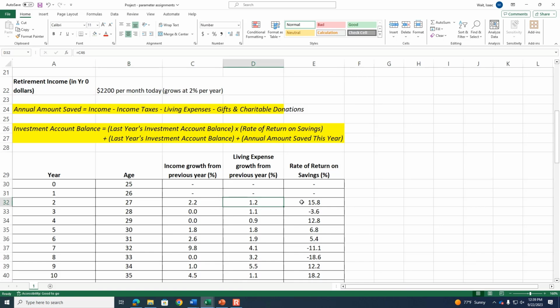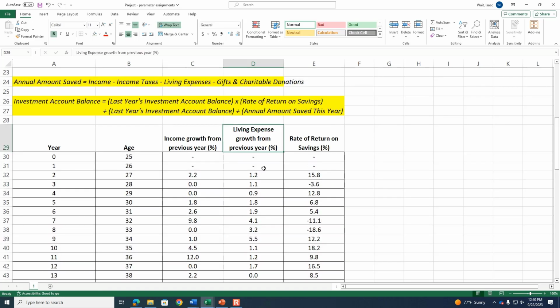In the second year, the expenses are going to be 1.2% higher than the year before that. And then in the third year, it's 1.1% higher than the previous year. Not higher than the base year, but the living expenses continue to compound and get higher and higher. So all of the different tabs have different data in terms of from year to year how your living expenses are changing.